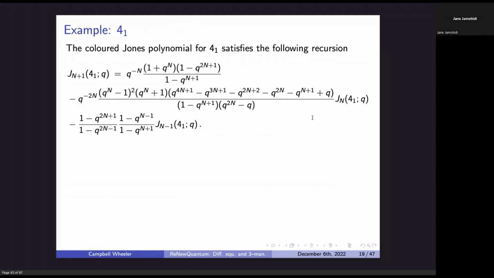So, just to see an example, for the figure 8 knot, it looks something like this. You see that this is a second order inhomogeneous recursion. And you can make this third order, of course, by homogenizing.